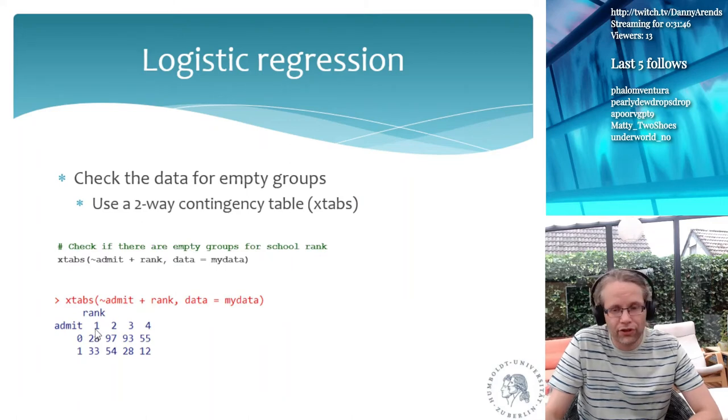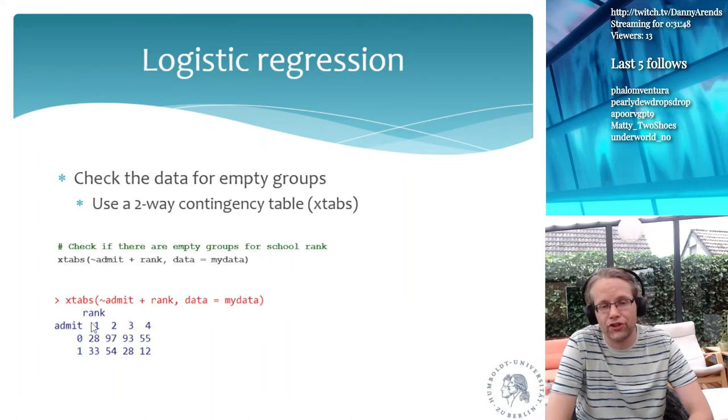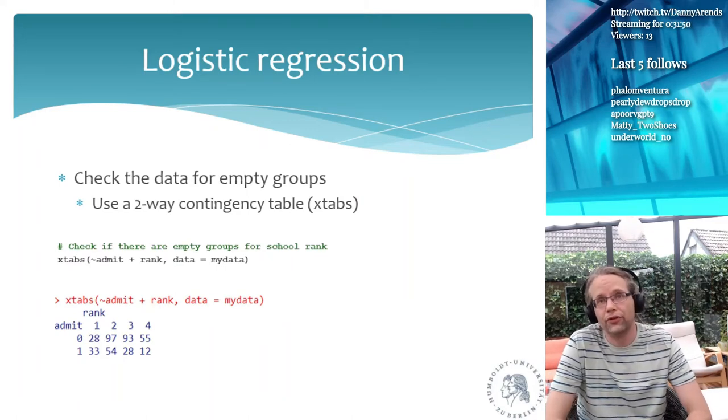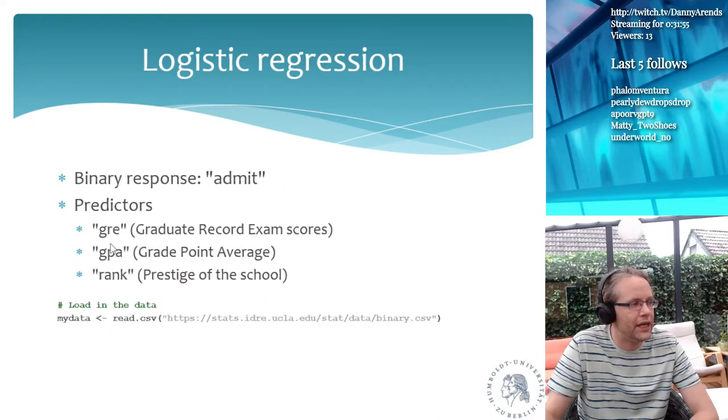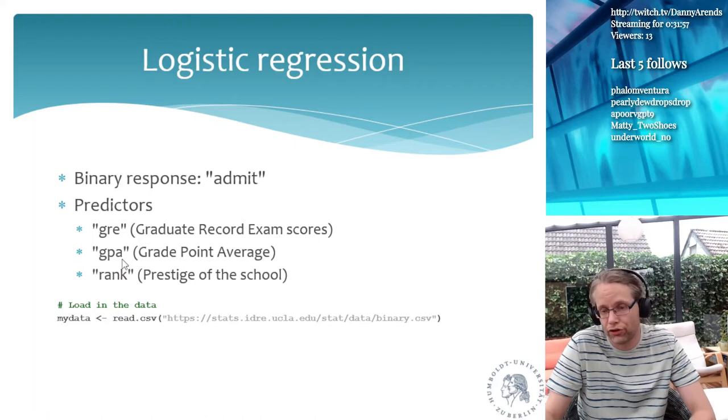So first things first, if we want to do logistic regression, we use factors, right? Because the GRE and the GPA are of course just numbers. So they are continuous variables, right?